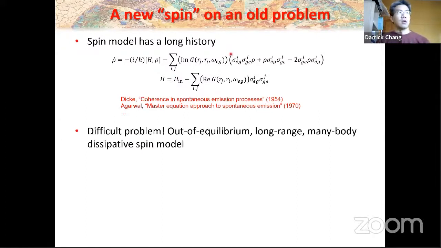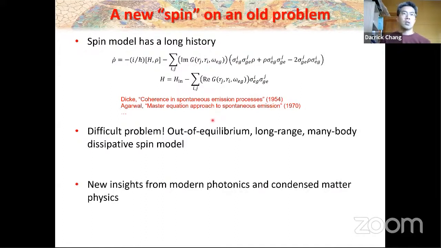Even though these equations aren't new, I think it's fair to say that they've largely been overlooked as a bona fide starting point to describe atom-light interactions. One reason why is that, if you look at this problem, it looks pretty difficult, right? Because what you're trying to solve is some kind of out of equilibrium, long-range interacting, many-body dissipative spin model. So simply, 50 years ago, I don't think people really had the language or toolbox to deal with that kind of problem.